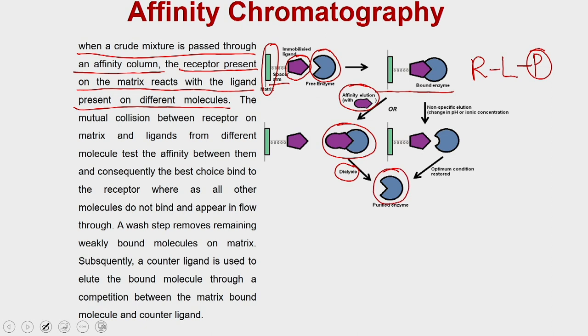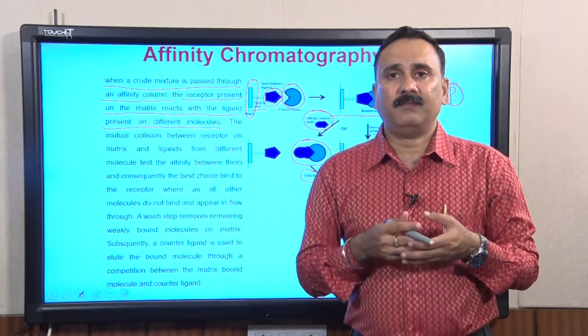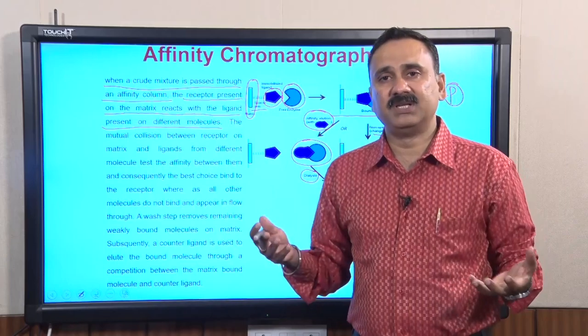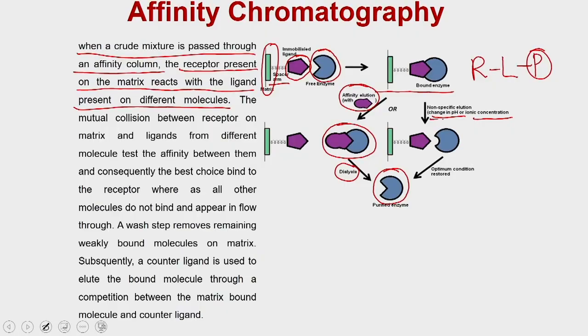Or you can use the non-specific approaches. For example, you can use non-specific elution approaches where you can actually change the pH or the ionic interaction. If you remember in the previous slide, we have discussed that these receptor ligand interactions depend on the hydrogen bonding, van der Waals interactions, pi-pi interaction, as well as the salt bridging interactions. So, these interactions also could be sensitive to the change in pH or the ionic strength. So, if you change the pH or the ionic strength, you could also be able to break the interaction between the receptor ligand complexes, and that will give you the free protein or free enzyme, and that's how also you can get the purified enzyme.